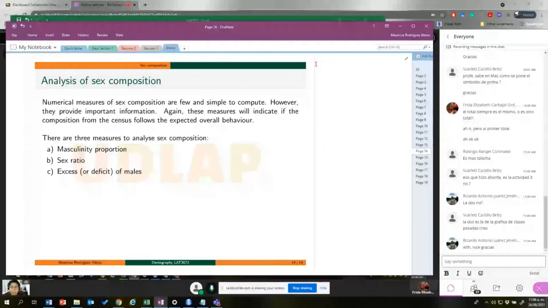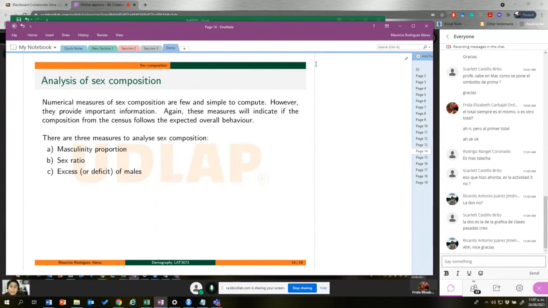So it is really important. We have three ways to estimate this, or to see what's happening with sex. The first one is called the masculinity proportion, essentially the proportion of men in the population. The second one is the sex ratio, and we're going to see the formulas: per 100 men, how many women we have. So essentially that's a way that we want to see it.